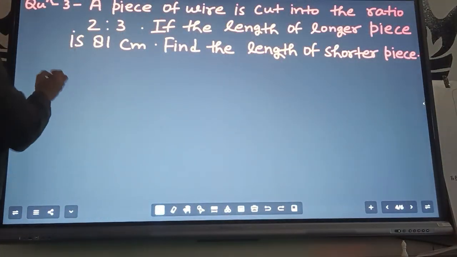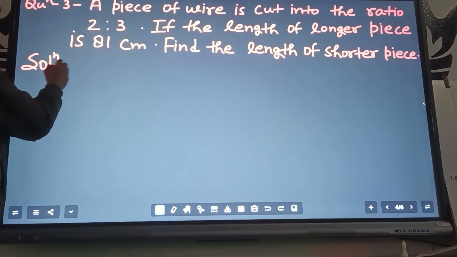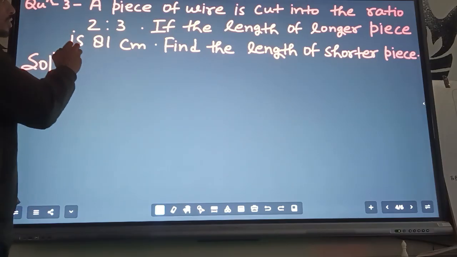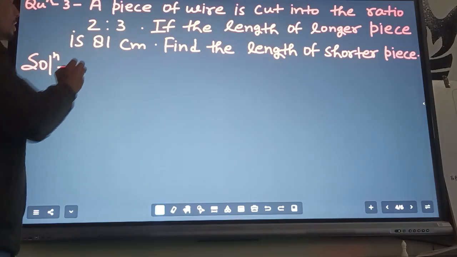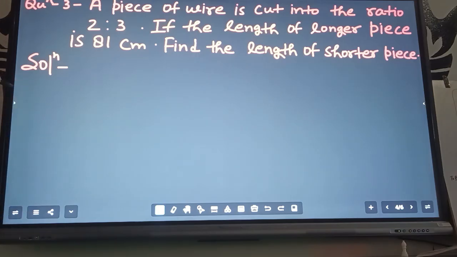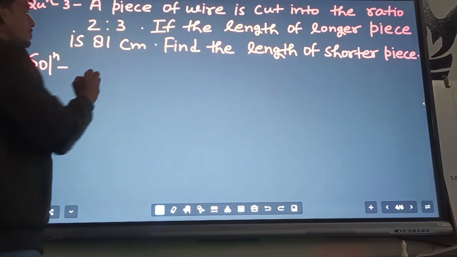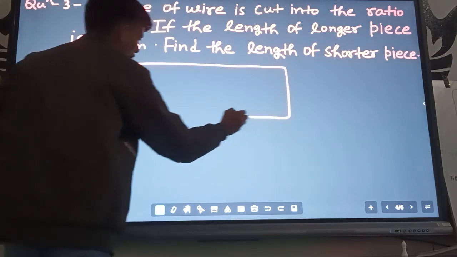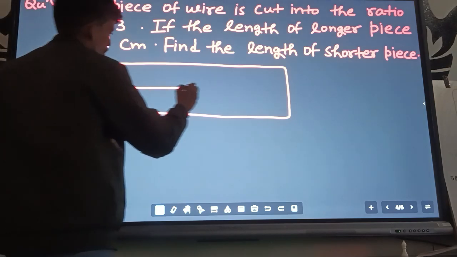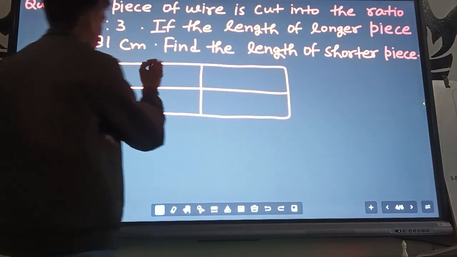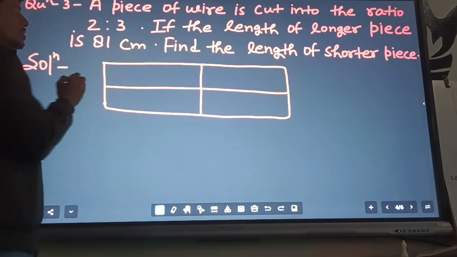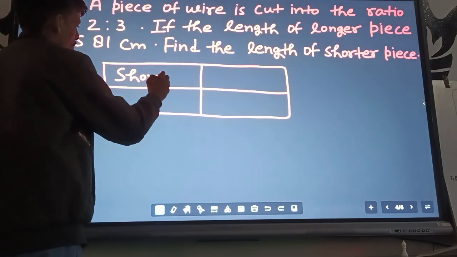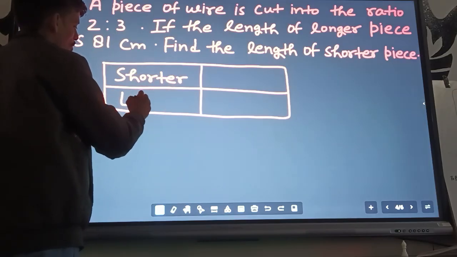Now our question number 3. In this, the value is given in the ratio. A piece of wire is cut into the ratio 2:3. If the length of longer piece is 81 centimeter, find the length of shorter piece. Now here also we will take a column. Here we will take lengths, shorter upon longer.